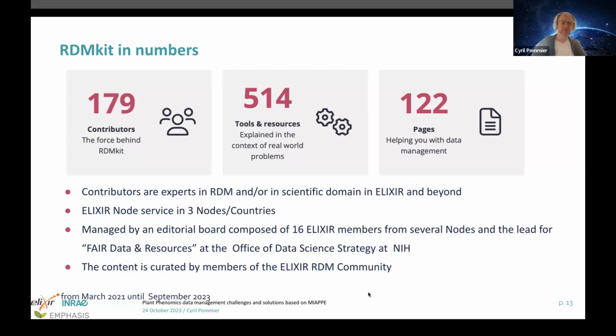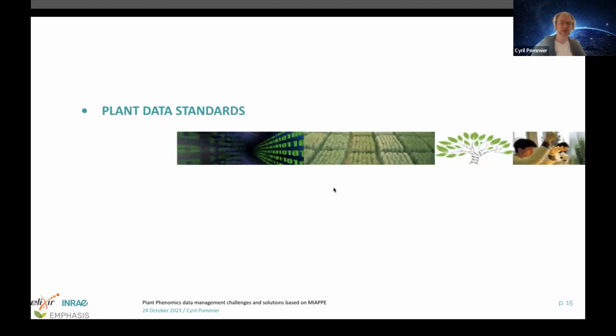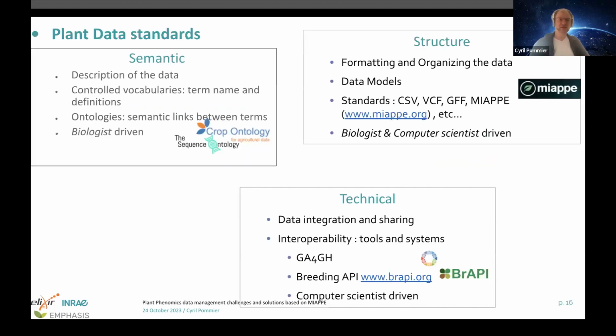The content is created by members of the ELIXIR RDM community, and this is a very welcoming community. It's really easy to join. So there is a plant page, and the entry point is a plant science page that gives the general principles of how you should manage your data. First, the importance of plant biological material, then phenotyping, data and metadata collection and publication, the same for genotyping, as well as related pages. And in all those pages, the different plant data standards are listed, of course, and their different interests are presented.